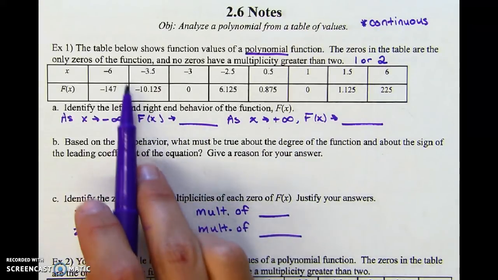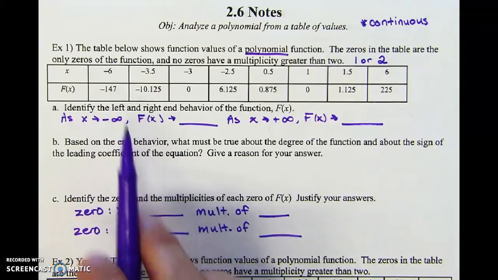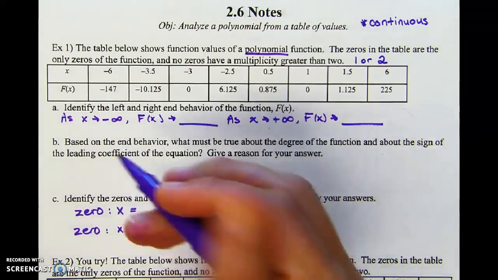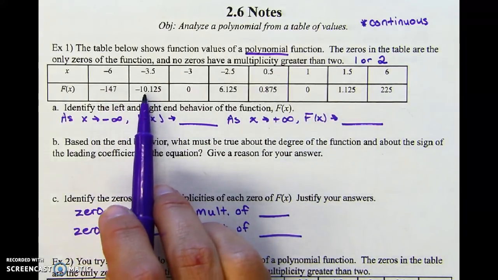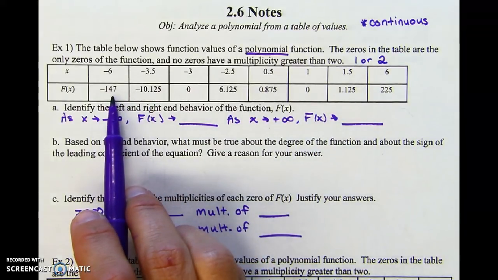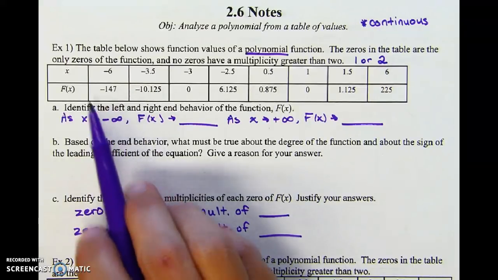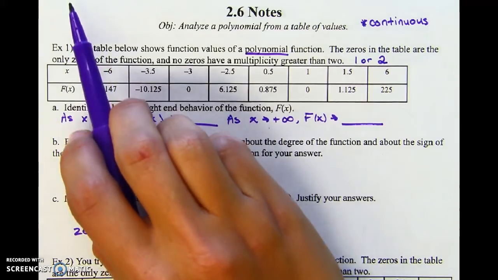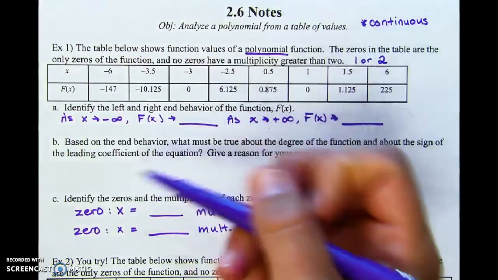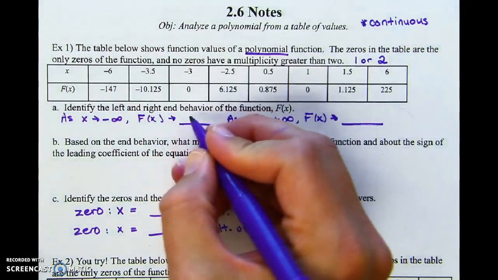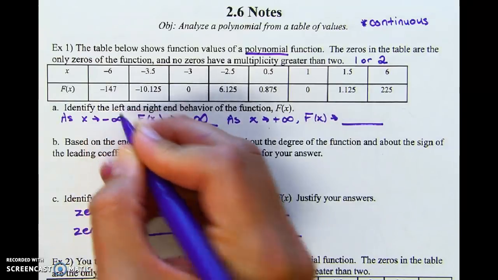So if you look all the way to the left of the table, this is negative 147. Look over here. Do you see how it goes from negative 10 to negative 147? So are these y values going up, with an arrow up, or are they going down, with the arrow down? They're going down, so the left end behavior is negative infinity, because that's a large negative number.